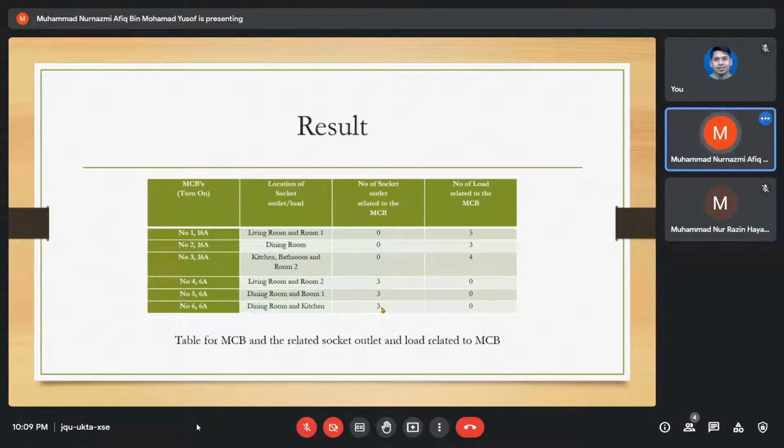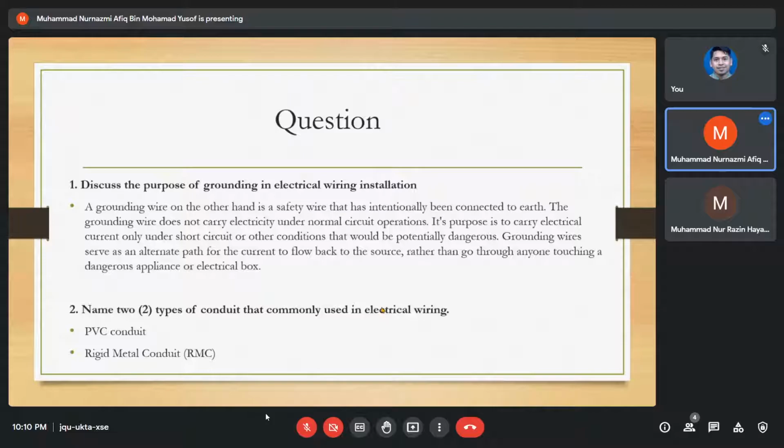So I'll pass to my friend for the questions. For question number one, discuss the purpose of grounding in electrical wiring installation. The grounding wire is a safety wire that has intentionally been connected to earth. It does not carry electricity under normal circuit operation. Its purpose is to carry electrical current only under a short circuit or other potentially dangerous condition. Grounding wires serve as an alternate path for the current to flow back to the source, rather than going through anyone touching a dangerous appliance or electrical box.